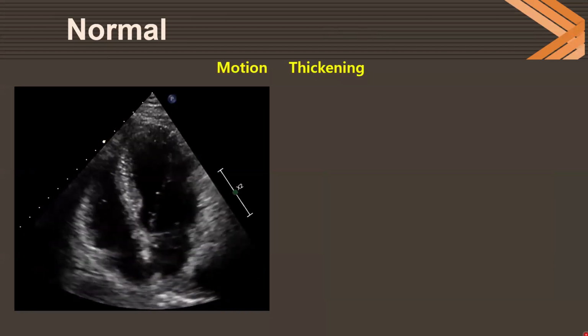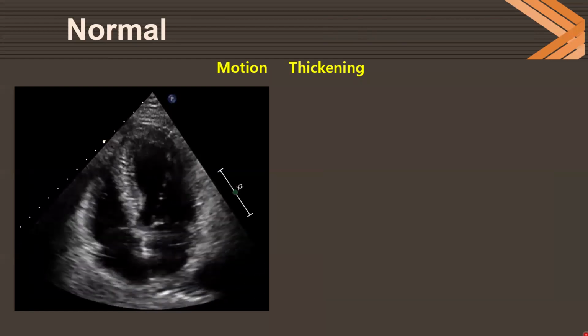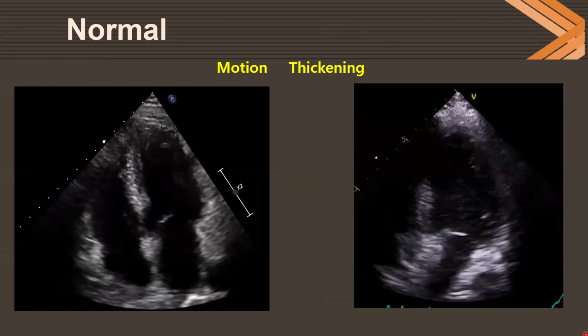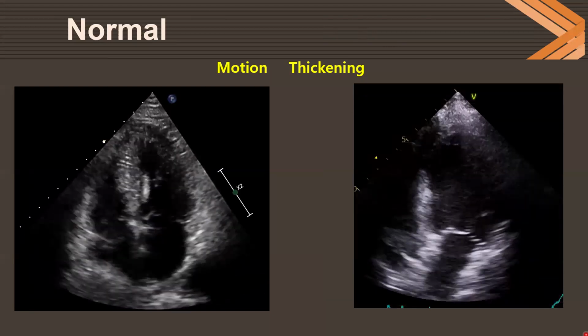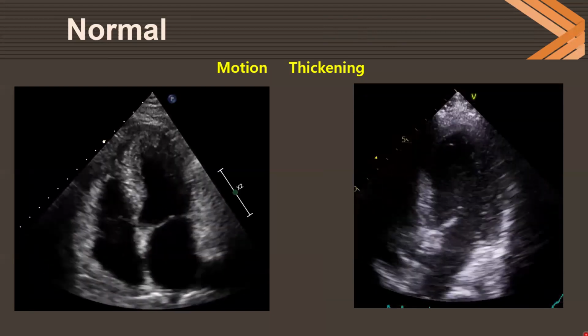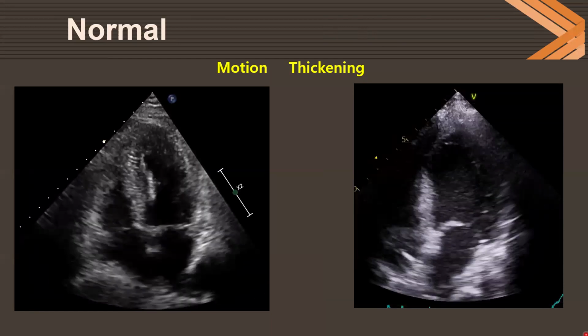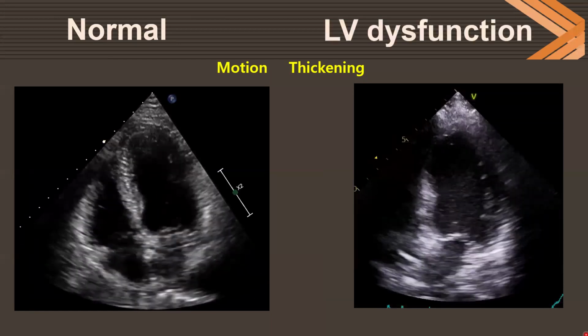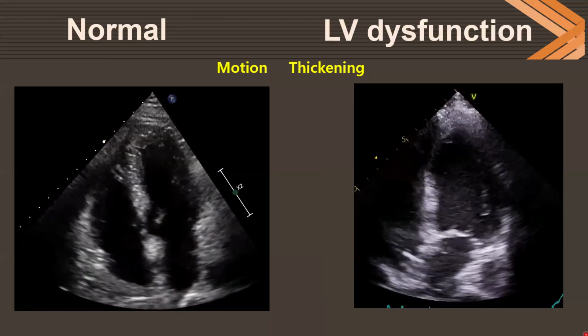So this is a normal four-chamber view, and compare it to this one where you will find the ventricle is not moving well compared to the other one. So this also is left ventricular dysfunction.